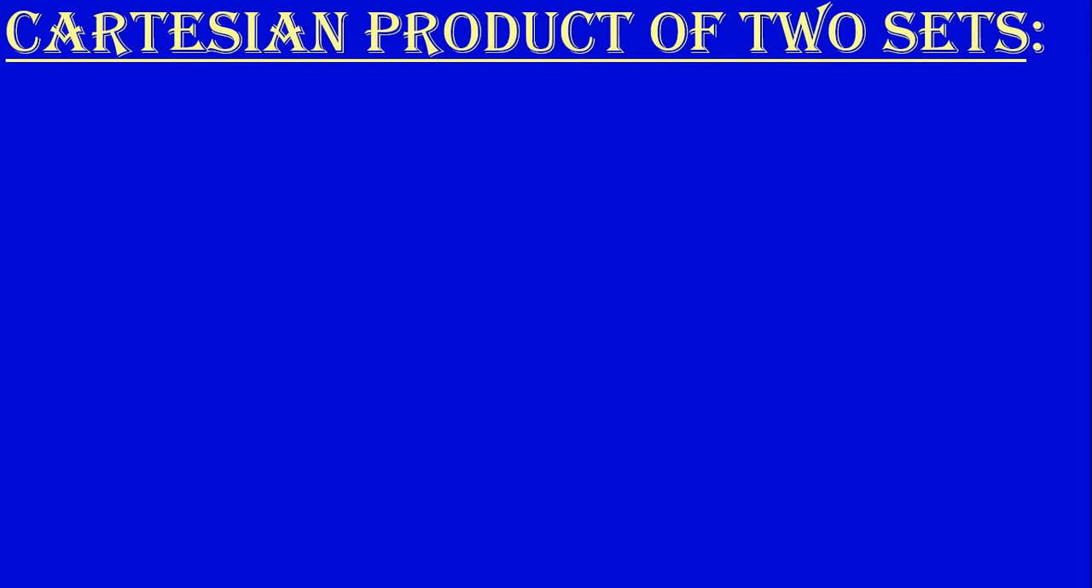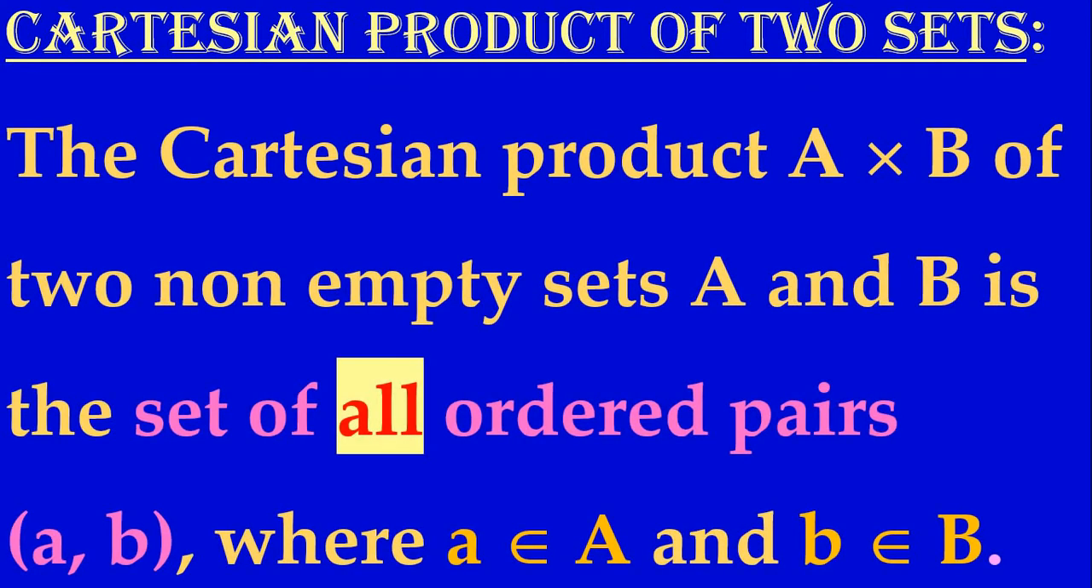Now first we see what is Cartesian product of two sets. The Cartesian product is denoted by A cross B. The Cartesian product A cross B of two non-empty sets A and B is the set of all ordered pairs (a, b), where a belongs to A, b belongs to B. Here, first element belongs to first set A and second element belongs to second set B.